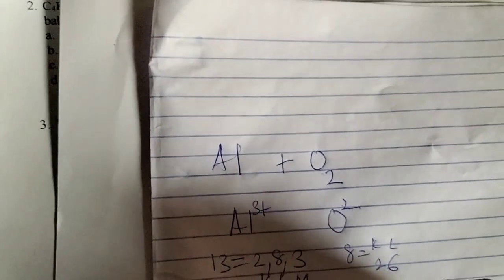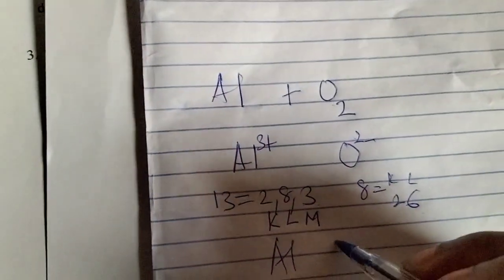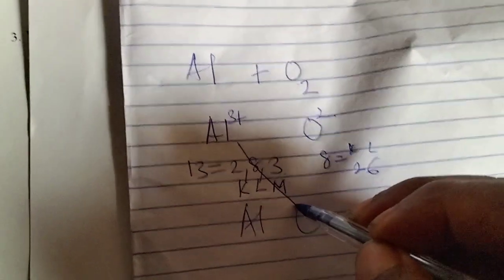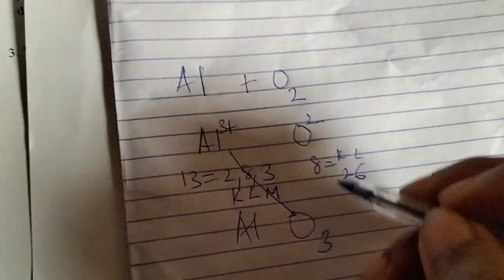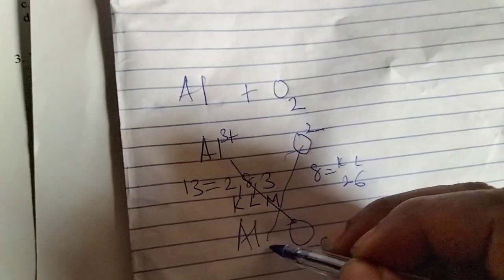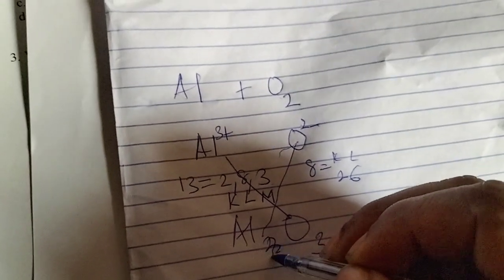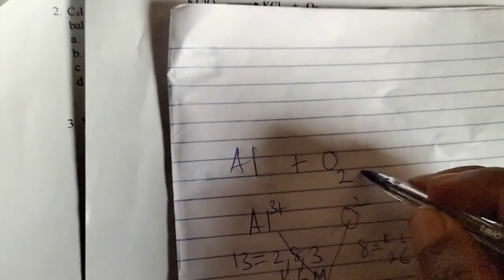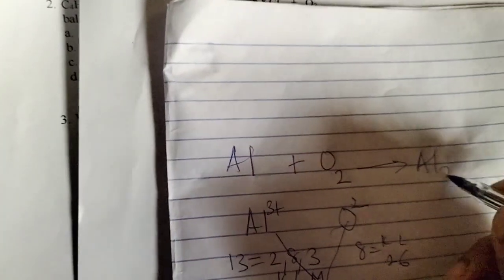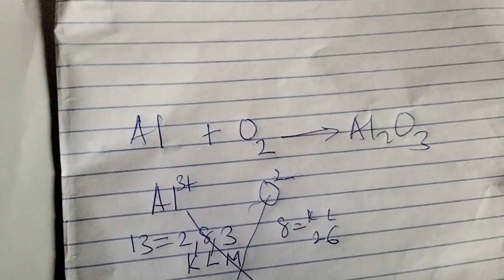So the formula of the compound formed is obtained by changing valency. 3 for aluminium goes to oxygen, and 2 from oxygen goes to aluminium, which is Al2O3. So we're going to have Al2O3. So we'll balance it now.